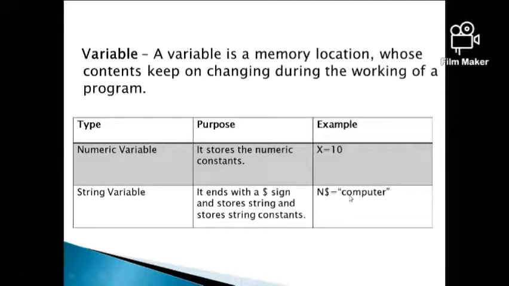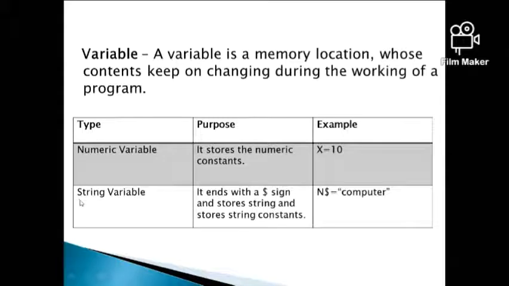Next we learned about variables. What is a variable? A variable is a memory location whose contents keep on changing during the working of a program. We have two types of variables, numeric variable and string variable. A numeric variable is used to store numeric constants like x equal to 10. It means the value of x is 10 and it is a numeric variable because 10 is a number.